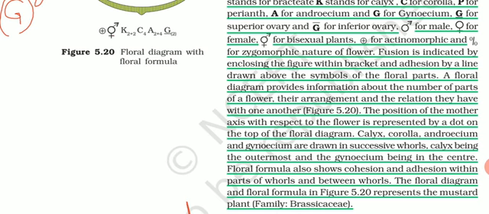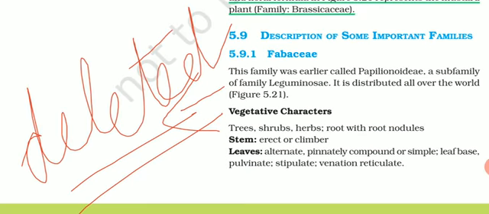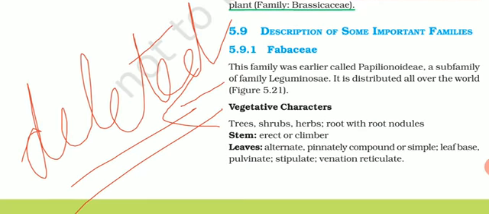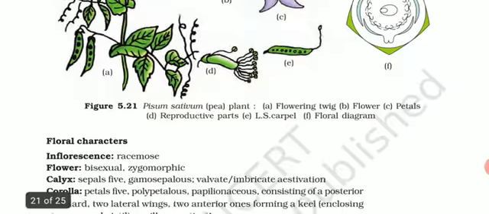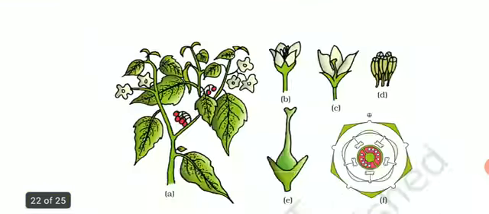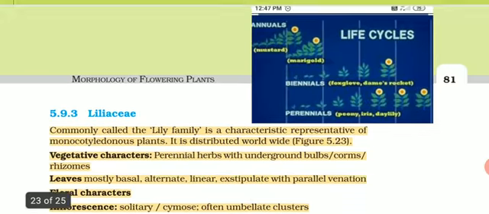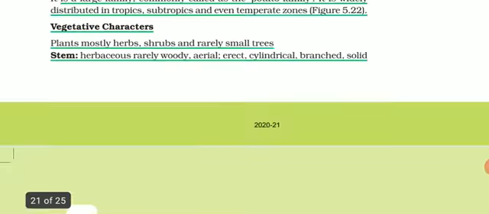So all these whorls are playing an important role. In your syllabus, the Fabaceae family is deleted for this year only. So you have to learn only 2 families: one is Solanaceae and the second one is Liliaceae. Let's start with the Solanaceae family.